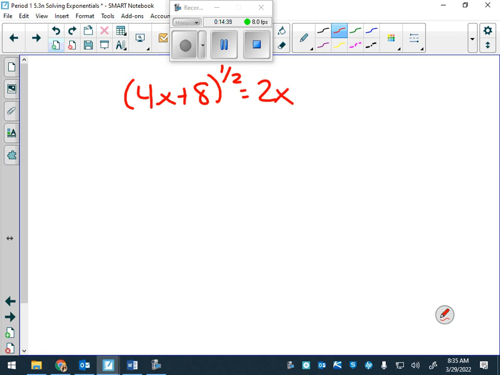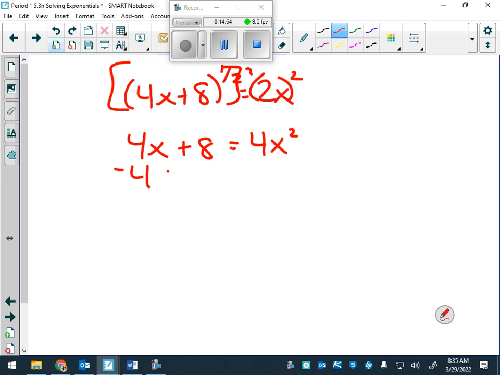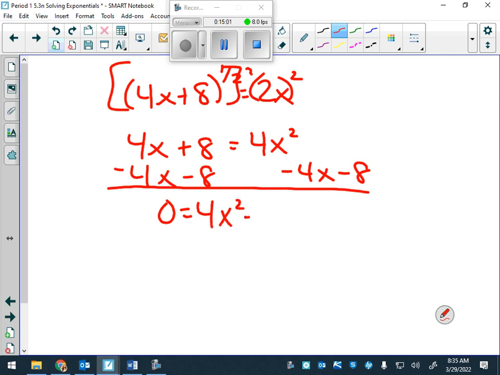Okay? You're raising everything. You're squaring it. So that's 4x plus 8 equals 2x squared, which is 4x squared. You still have that 4x squared there, or an x squared term, everything is divisible by 4, and then you factor. Okay, see what solution works and what doesn't.